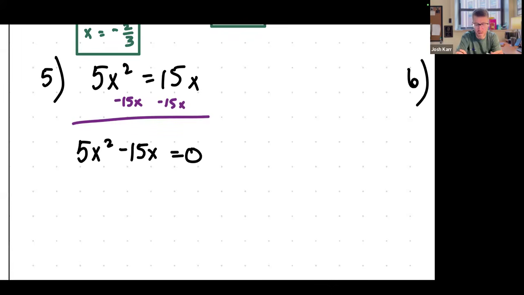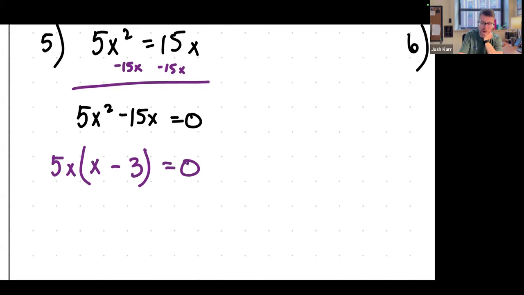Now let's factor it. Missing the c term again. So let's look for a greatest common factor again. 5x squared and 15x. 5 goes into both, and we can take an x out. So dividing by 5x, we'd have an x minus 3.